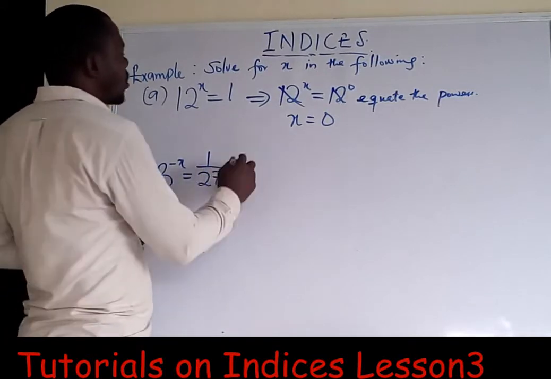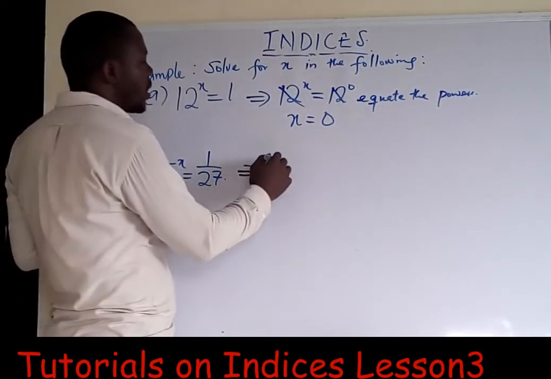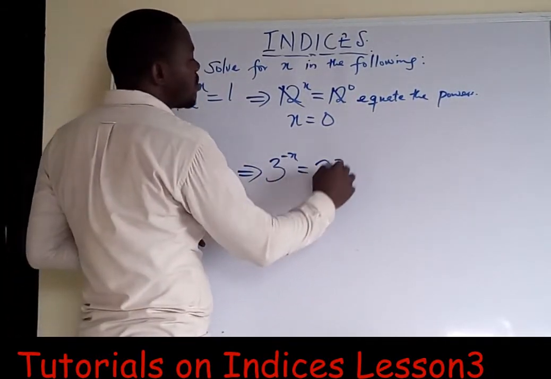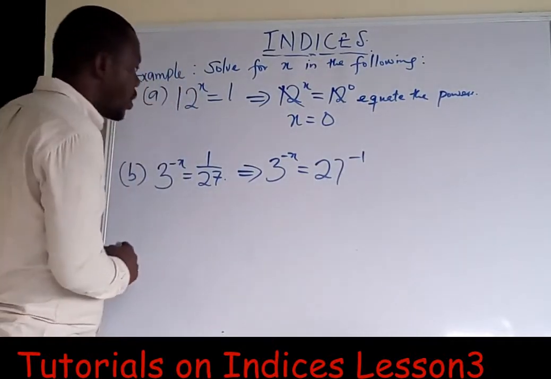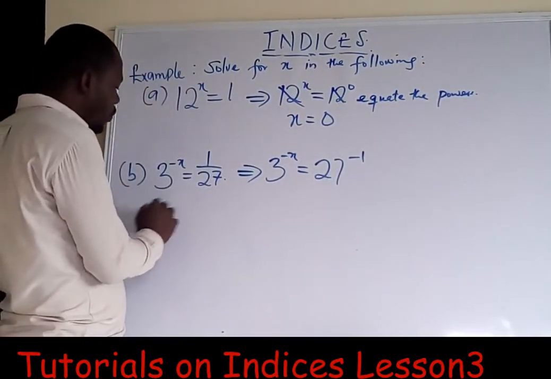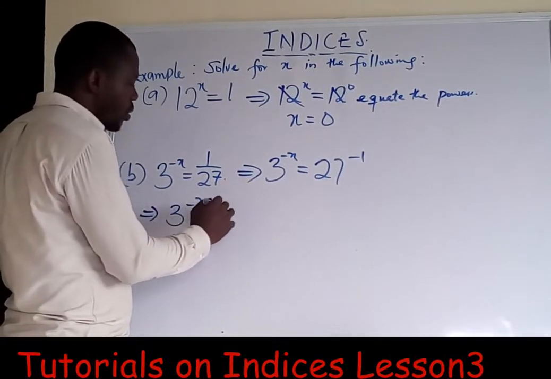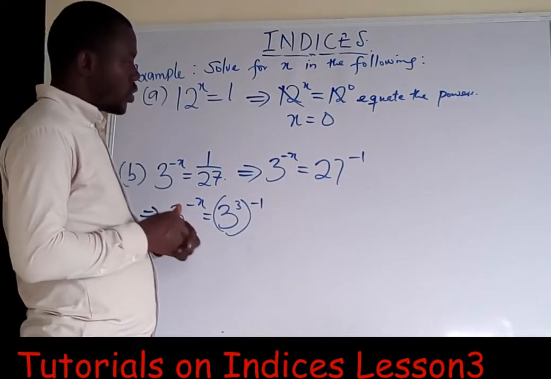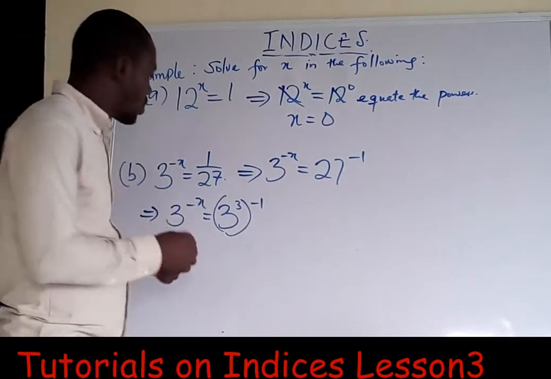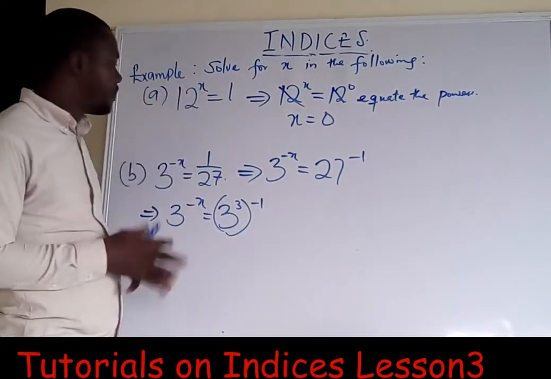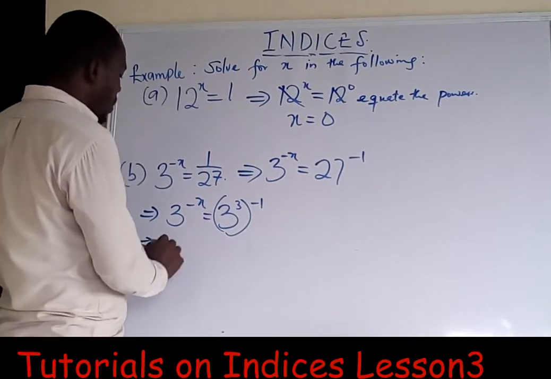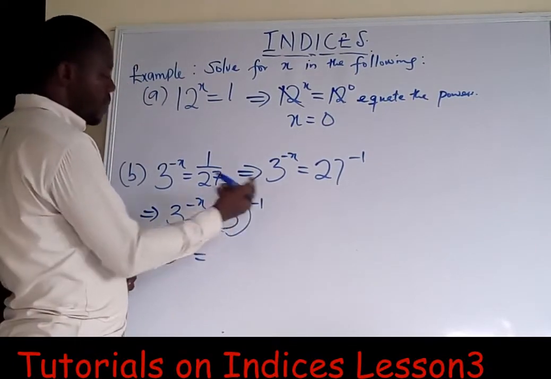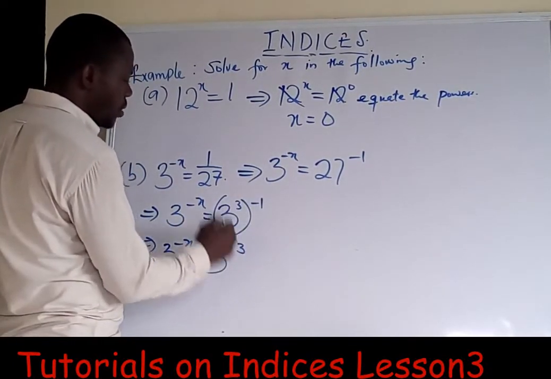How do we do the second question here? So now we have to write this one, 3 raised to the power minus x equals, let us transform this one now to 27 raised to the power minus 1. Now we have 3 raised to the power minus x equals 3 raised to the power 3 times minus 1. What I did was to transform this one to 3 raised to the power something so that I can have the same base number. So what do I have here? I have 3 raised to the power minus x equals, let me open the bracket here, 3 multiplied by minus 1, that's minus 3.